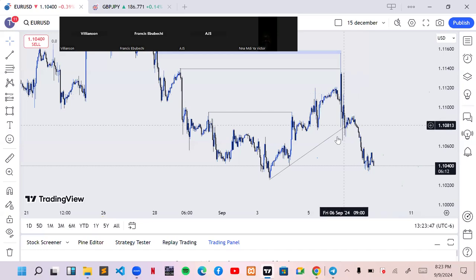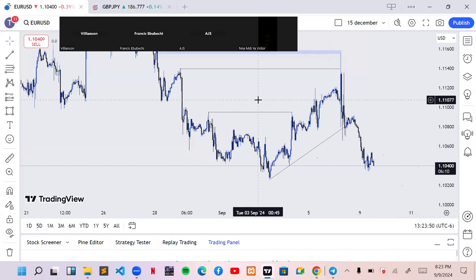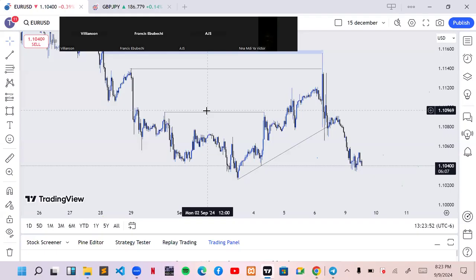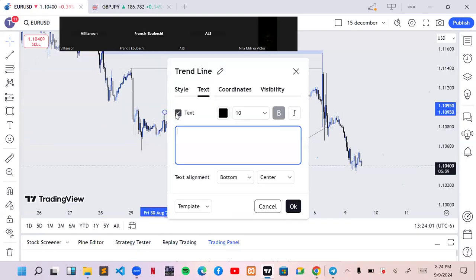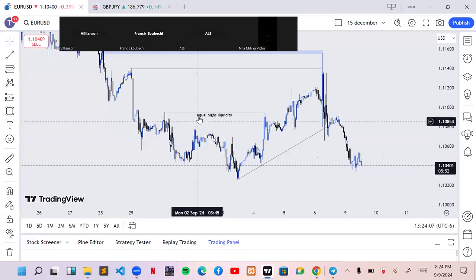There's trend line liquidity, which is one. There's equal highs liquidity. This is equal highs liquidity here. That was why I knew that this zone was going to be taken out. But the thing in Euro USD was that it did not trigger my point of interest, but it still took out this equal high liquidity. This is an equal high liquidity.